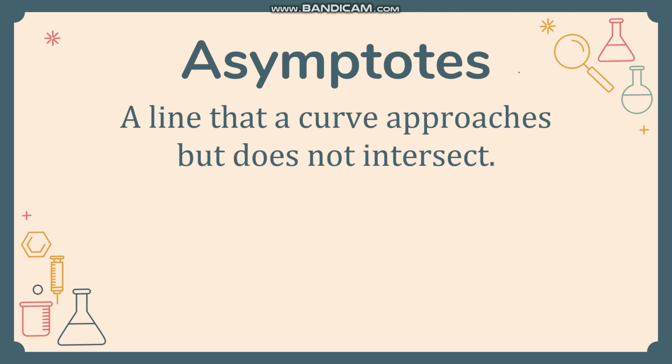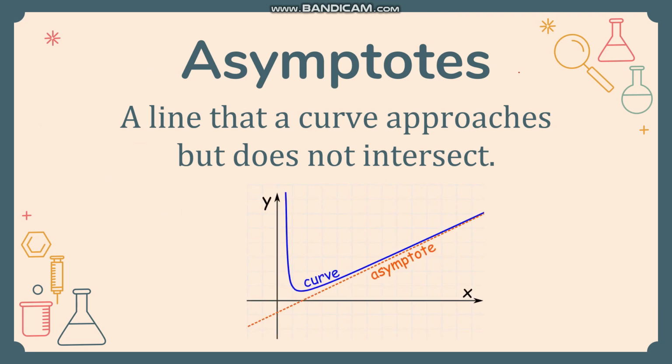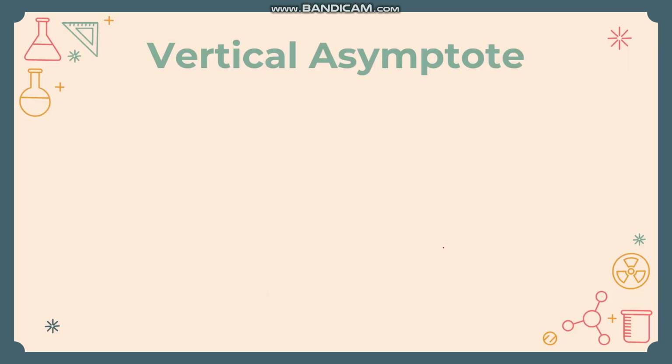So let's say you graph your rational function and then we draw this line that keeps on getting closer to, or approaches, the curve of the function, but they will not intersect at all. So again, we call it an asymptote. Let's say this is the graph of the function, and this line right here keeps on getting closer and closer to the function itself, but they will not intersect. So again, we call them asymptotes.